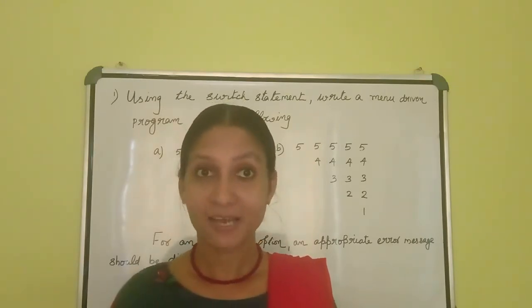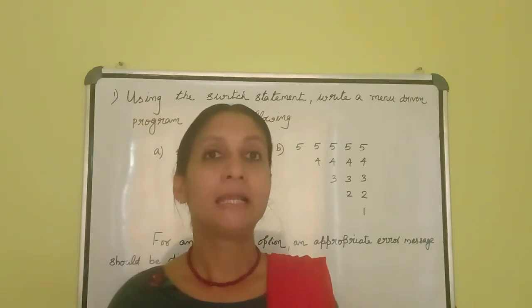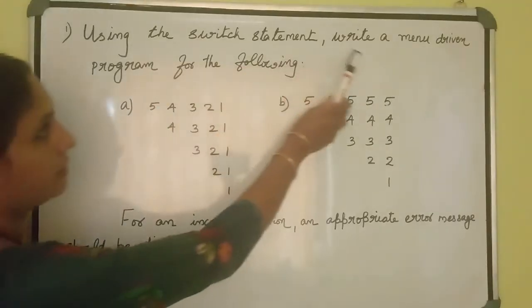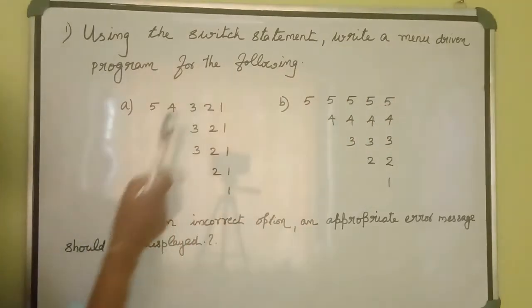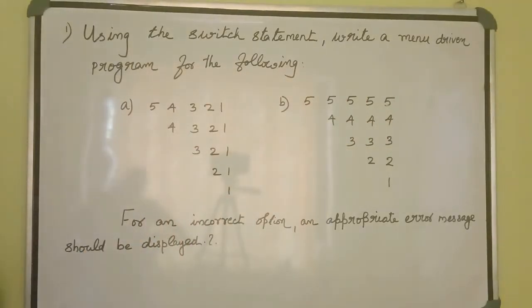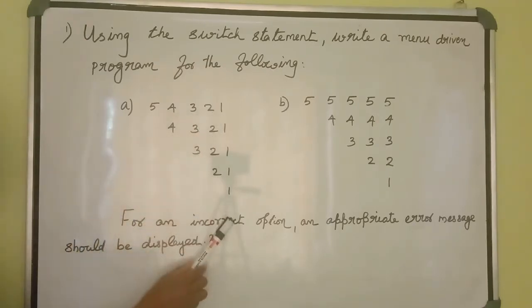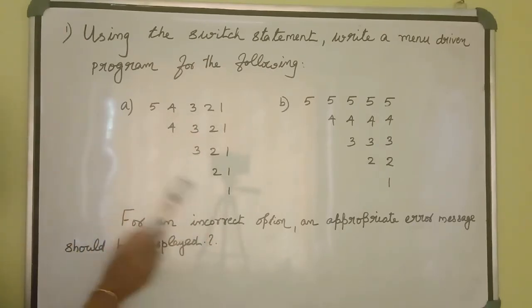Okay, are you interested in that? Let's read the question. Listen here. Using the switch statement, write a menu driven program for the following. What's the first option? The first option is 5, 4, 3, 2, 1, and there is a triangle shape.